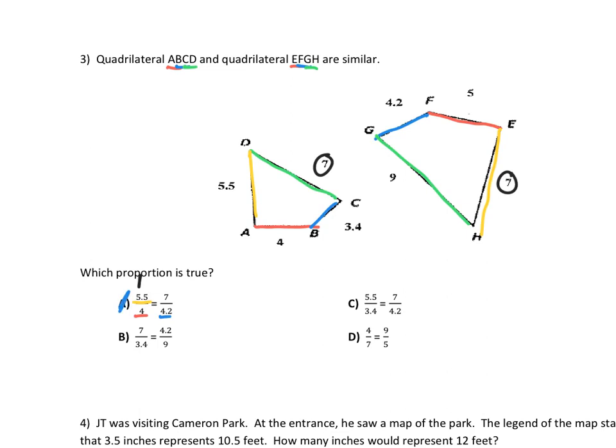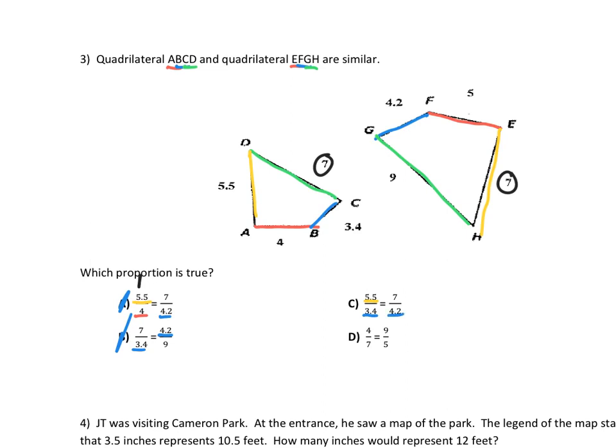Looking at B, I have a 7. Again, I'm leaving the 7s alone. 4.2 we just said was blue. That 3.4 is blue. Well, those are diagonal from each other, so that doesn't do me any good. B is out. Looking at C, we've got 5.5, which is going to be yellow. 3.4 is blue. 7 I'm going to leave alone for a second. 4.2 is also blue. So this looks pretty good so far.